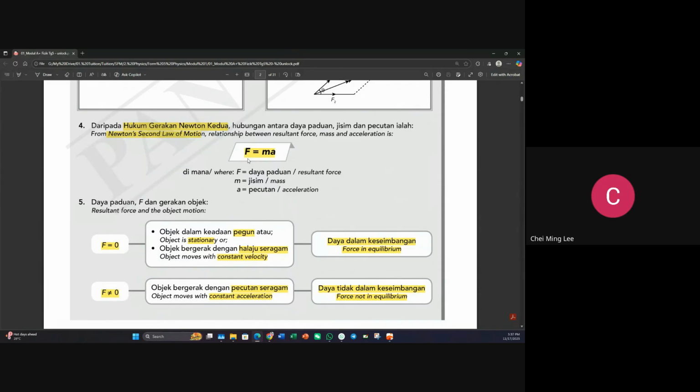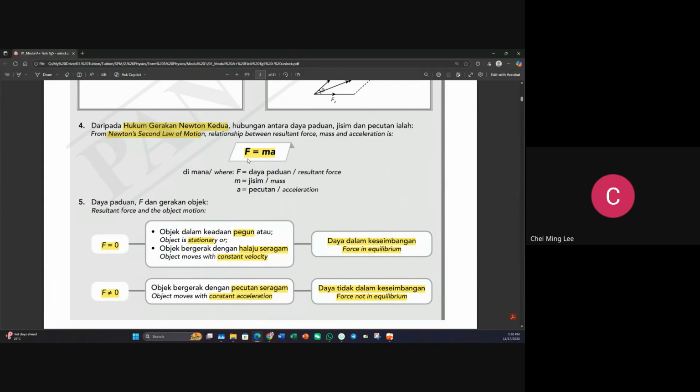Yes. Okay. So from Newton's second law of motion, the relationship between the resultant force, mass and acceleration is F equals ma. F is the force. M is mass. A is acceleration. This is the standard formula. Now let's look at the relationship between the resultant force value and object motion.